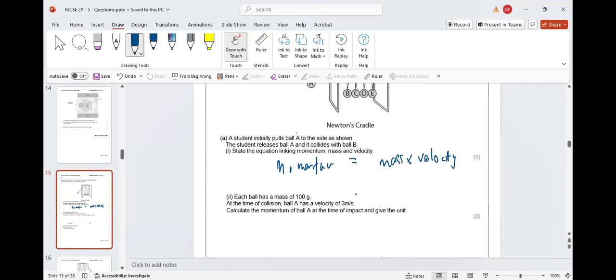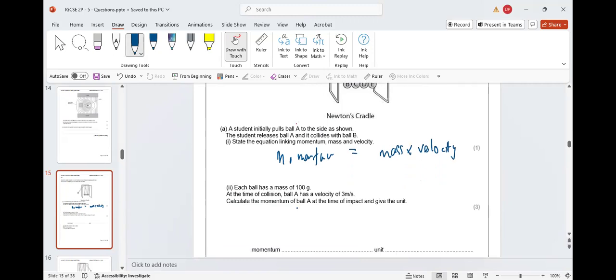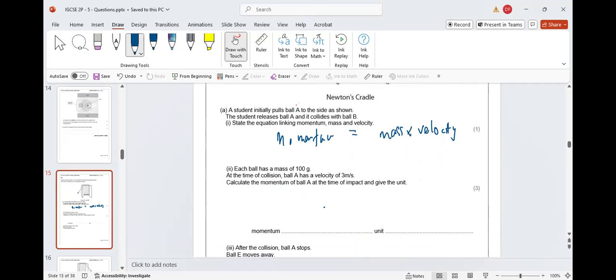Okay, each ball has a mass of 100 grams. At the time of collision, ball A has a velocity of 3 meters per second. Calculate the momentum of ball A at the time of impact and give the units.